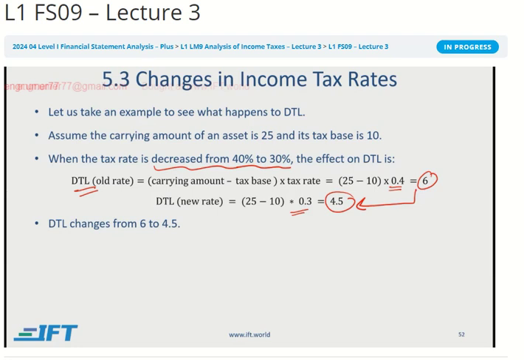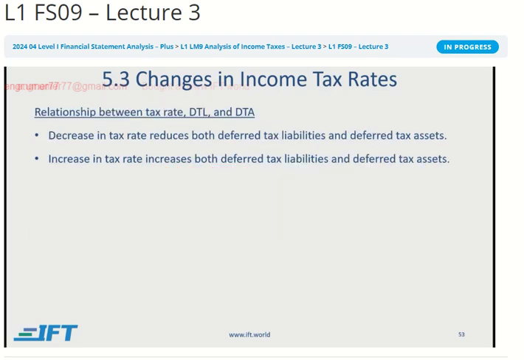Even if it was an asset, if it was the other way around, where we had recorded a deferred tax asset for some reason, then if the tax rate had gone down, then the DTA would have gone down as well. So the relationship between tax rate and DTA is such that if tax rate reduces, both of these will be going down, whereas if tax rate goes up, both of these will be going up, because the basis for calculating the DTA or DTL is the tax rate.